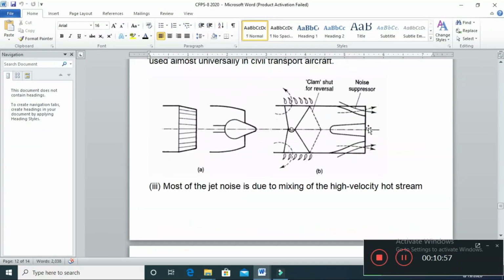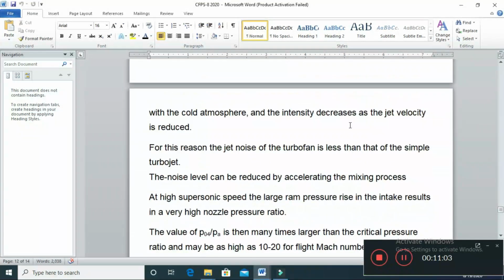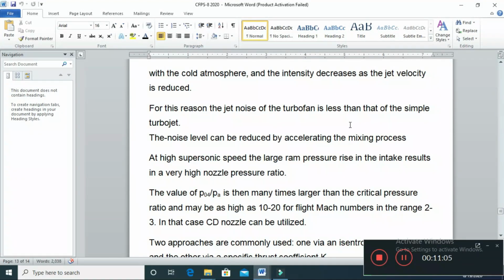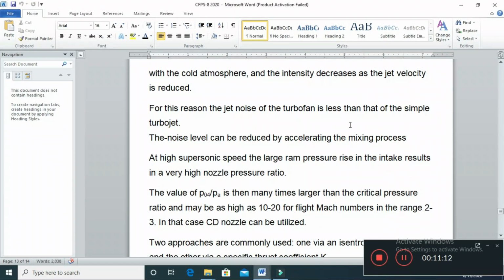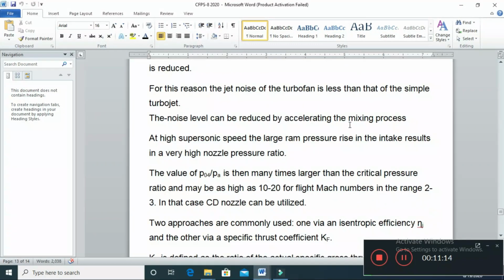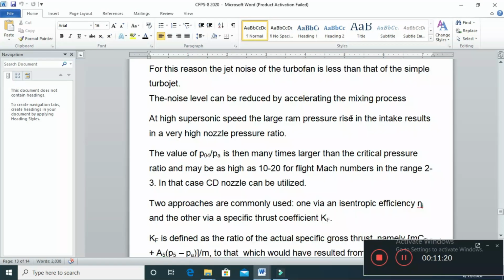So the purpose of the noise suppressor is to mix the fluid, mix various layers of the fluid, so that proper mixing will result in more uniform distribution of the temperature. So better distribution, better mixing of the fluids at the nozzle exit will reduce the noise level.